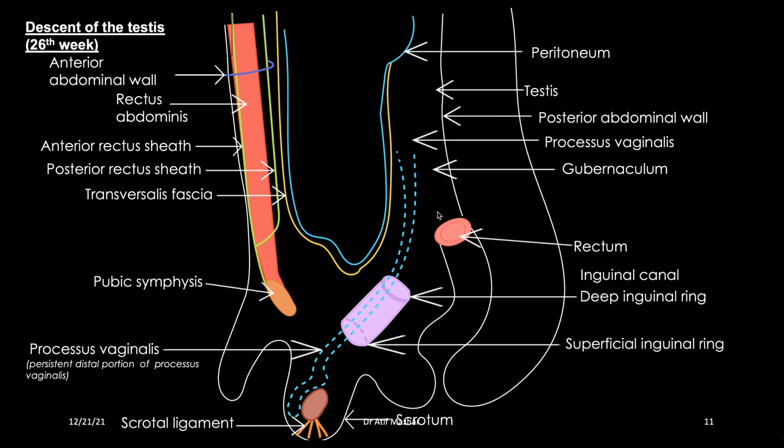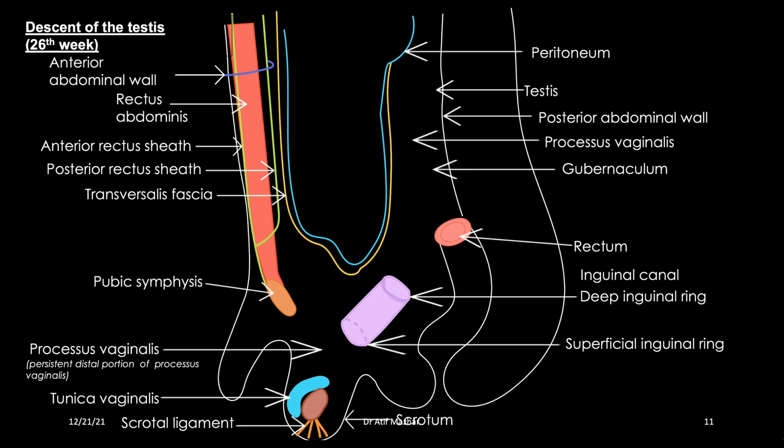So what will happen with this processus vaginalis? Will it disappear? No. It will persist, but just a small part, and that surrounds my testis, not completely but on one side, and it remains a sac-like structure, and this is given the name of tunica vaginalis.